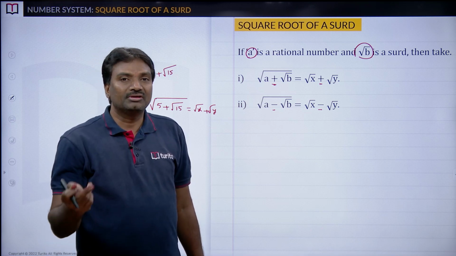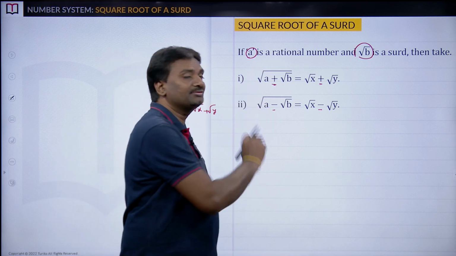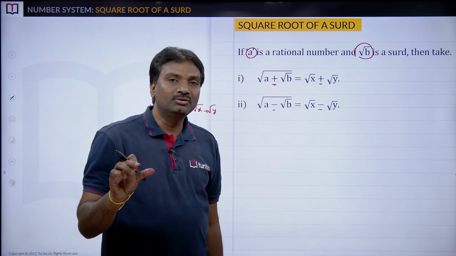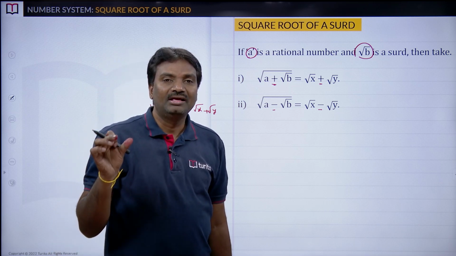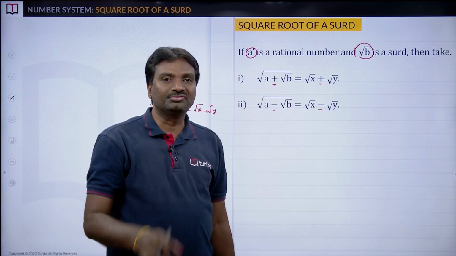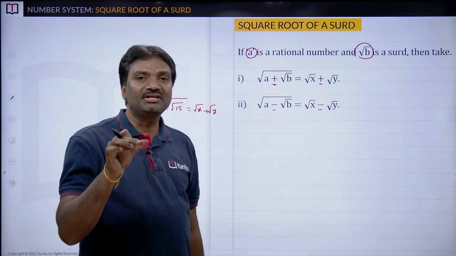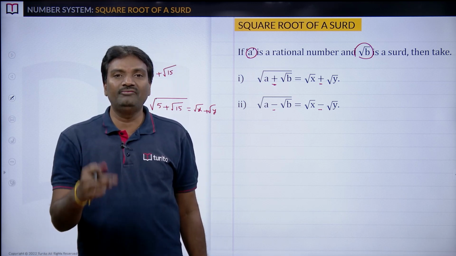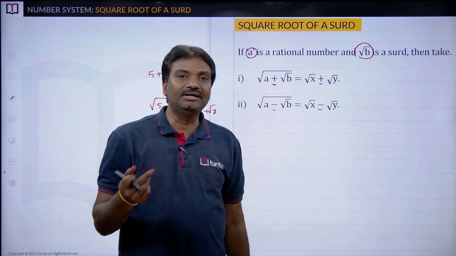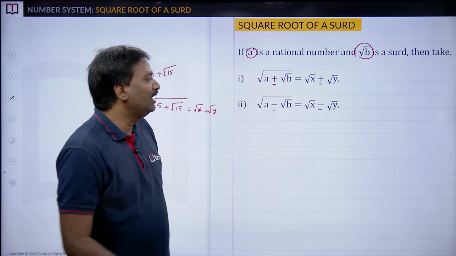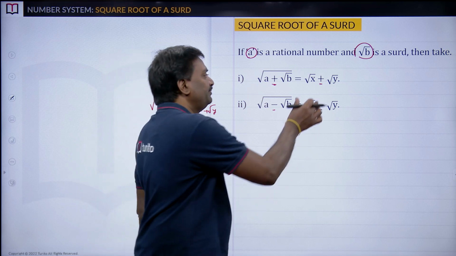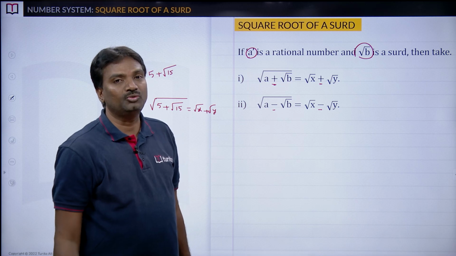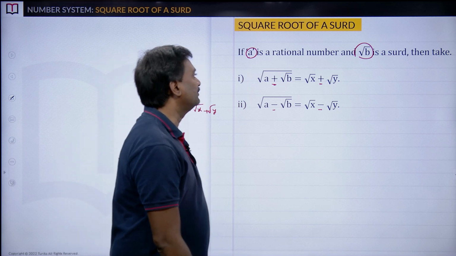If the given surd is of the form a minus root b, then you can take root x minus root y. In both cases, the process is the same. Just square on both sides and compare rational and irrational terms on both sides. From that, by solving the equations, you will get the values of x and y. After getting the values of x and y, substitute them in place of x and y. By substituting, you will get the square root of the given number.